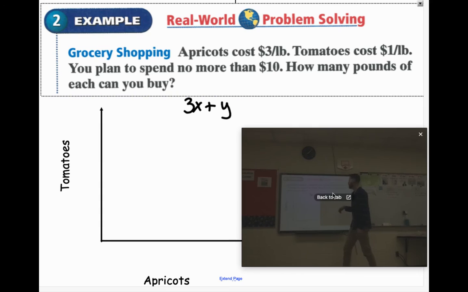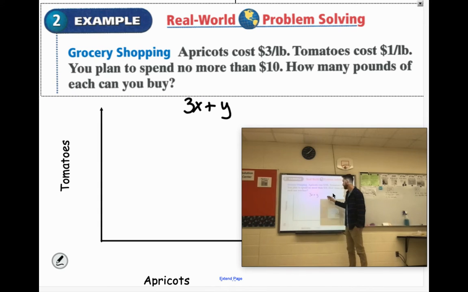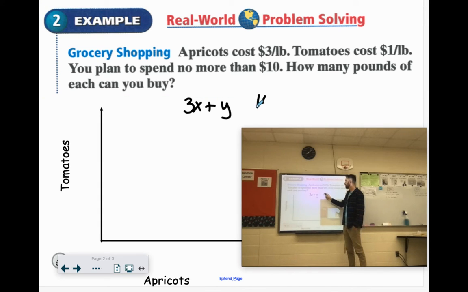It says we spend no more than $10. So what inequality could go with no more than? Could it be $10? Sure. Could it be over $10? No. So it has to be less than or equal to 10.